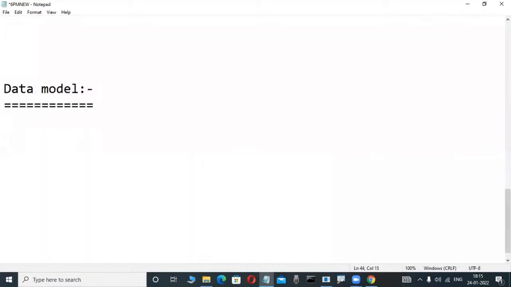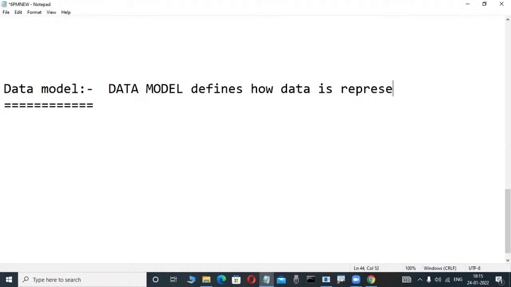Data model represents how data is represented. Data model defines how data is represented at the logical structure of the database. How easy a definition is this? Observe it here.